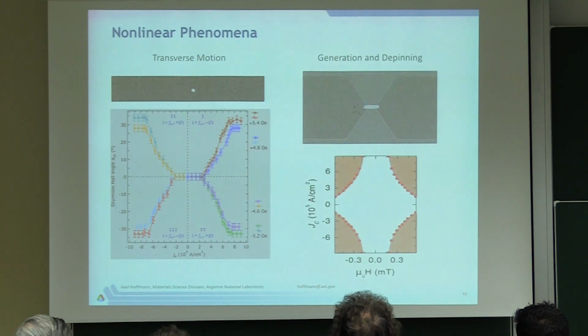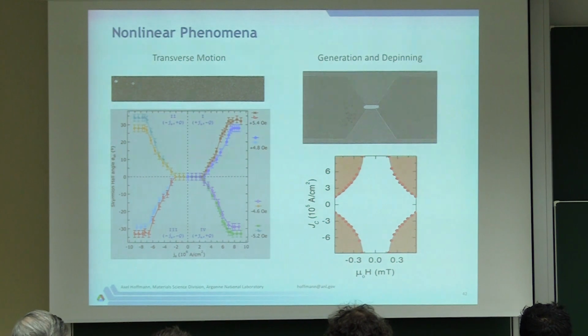Also, the generation is like a threshold kind of event. You need a certain threshold that you have to overcome to make skyrmions. So it's also kind of reminiscent of these kind of things. So in general, any kind of pinning event gives you a natural threshold. And so there are lots of device ideas that come around this way.